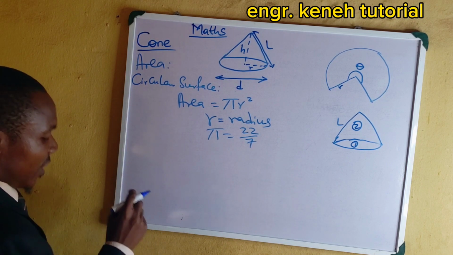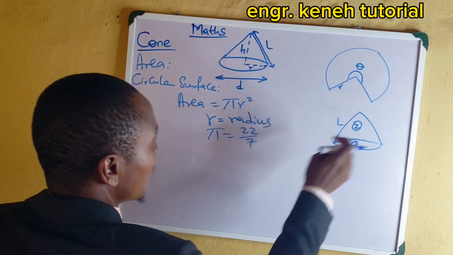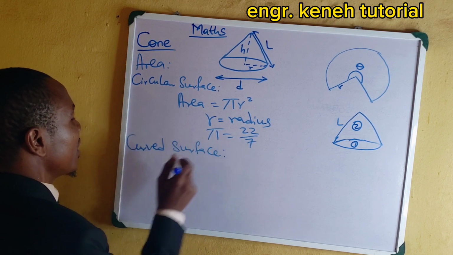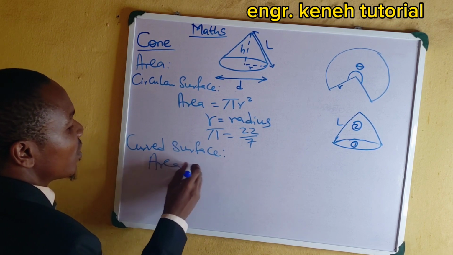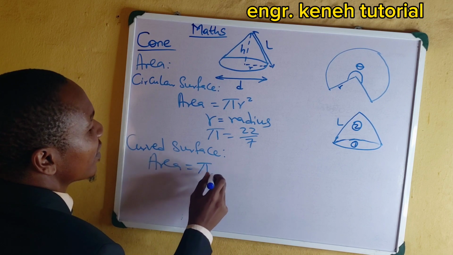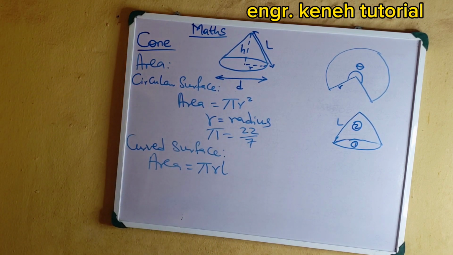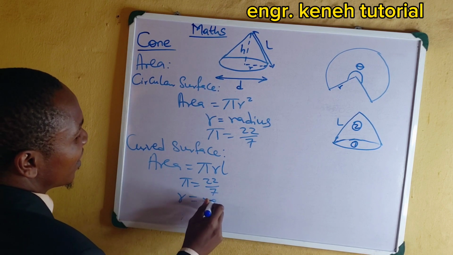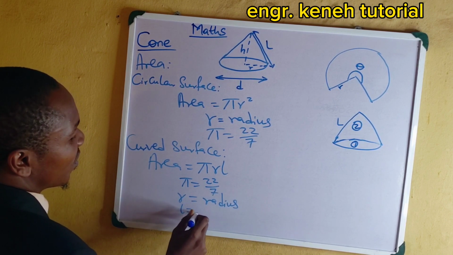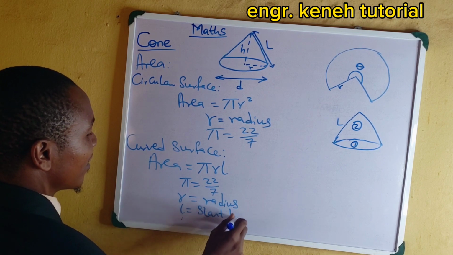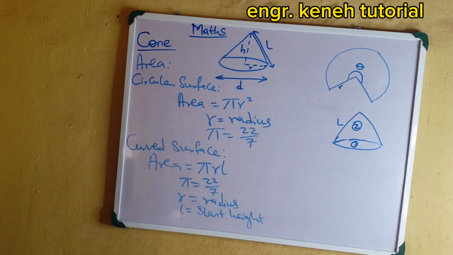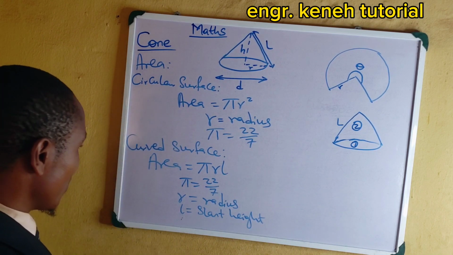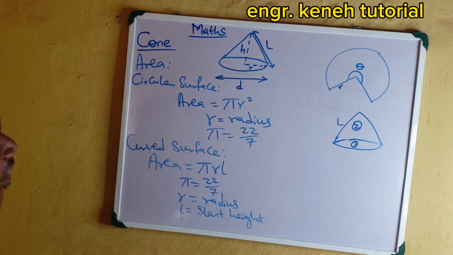Then, if you want to find the curved surface, look at what we call the curved surface, this number 2. The area of the curved surface is equal to pi RL. We have pi to be 22/7, r to be the radius, and L to be the slant height of the cone. So that's it. We have curved surface area and circular surface area.